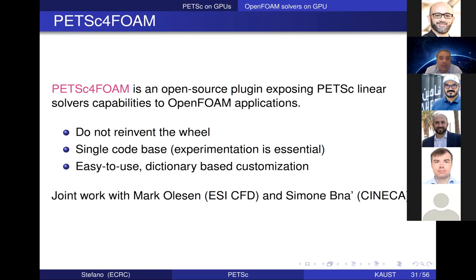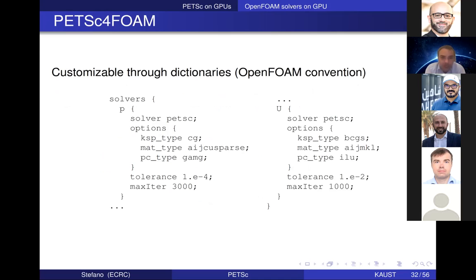And the way we designed the plugin is that it's really very easy to use. If you're familiar with OpenFOAM, it has a dictionary-based customization. And how does it look? At some point, when you want to use OpenFOAM, you have to write many different dictionaries to customize your application. And one of these dictionaries is related to how you solve your linear systems. So here in this case, I have a linear system, for example a pressure linear system, and I tell OpenFOAM to use PETSc. And here in these brackets, I use all my favorite PETSc options to solve that specific linear system.